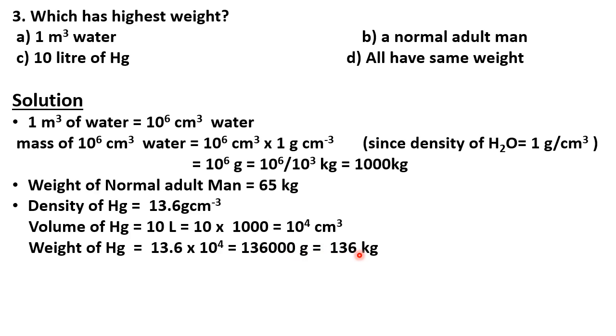If you compare all of these, the highest weight is for water, that is 1000 kg. A normal adult man is 65 kg and 10 liter of Hg is 136 kg. Between them, the highest one is water. Therefore, the correct option is option A.